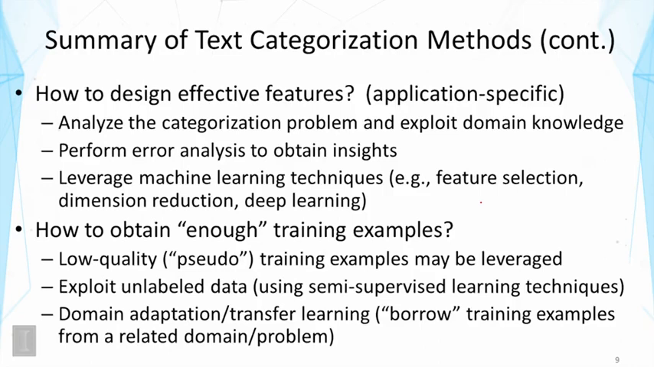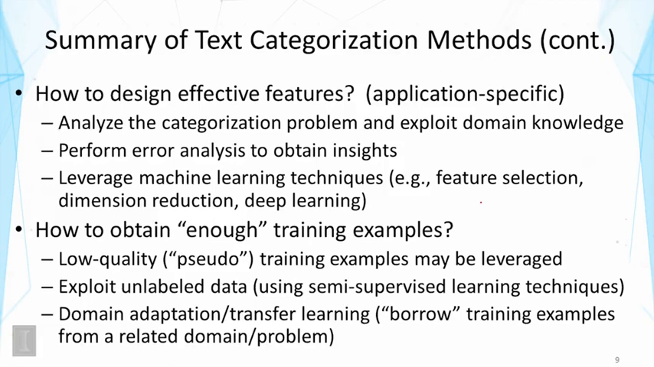So how do we design effective features? Well, unfortunately, this is very application specific, so there's not really much general thing to say here. But we can do some analysis of the categorization problem and try to understand what kind of features might help us distinguish categories. And in general, we can use a lot of domain knowledge to help us design features.